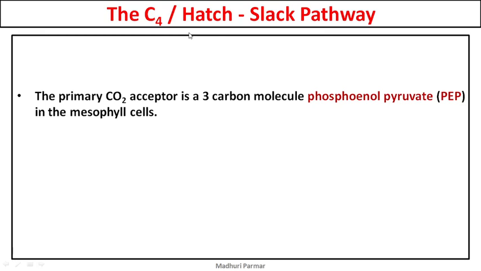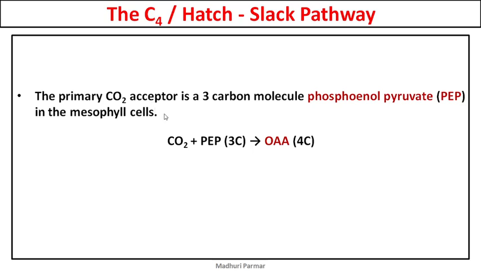Okay. So now let us study this C4 pathway. What is this C4 pathway, which is also known as Hatch-Slack pathway? In C4 pathway, the primary carbon dioxide acceptor is a 3-carbon molecule called phosphoenol pyruvate, PEP. And this PEP is found in the mesophyll cells. So the outermost cells, the mesophyll cells, they have phosphoenol pyruvate.